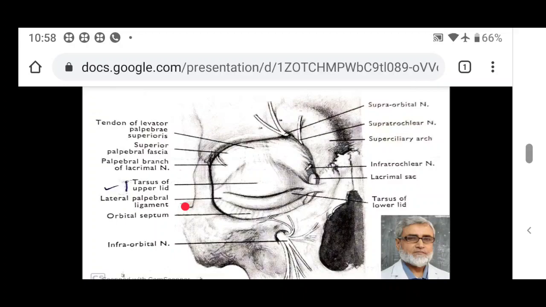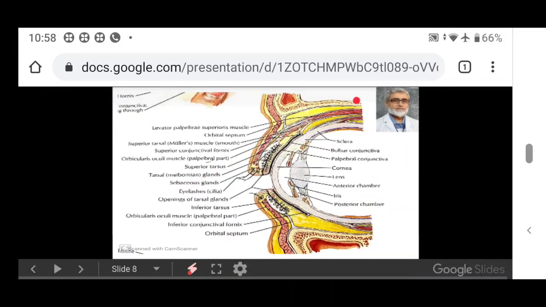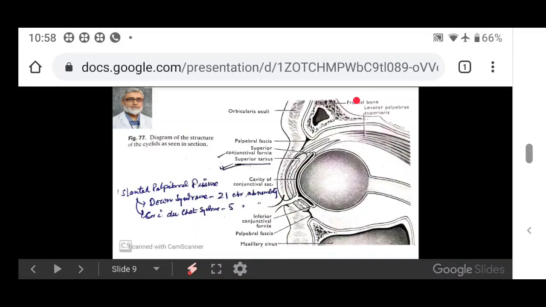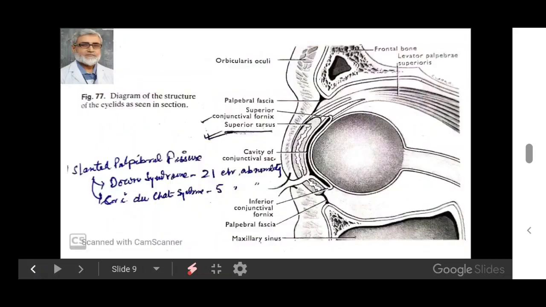Regarding palpebral fascia, it is a thin fibrous membrane and forms the orbital septum. It passes posterior to the lacrimal sac and is attached to the margin of the groove lodging the sac. Next slide. See here, observe here, a thin fibrous membrane that forms the orbital septum, passes posterior to the lacrimal sac and is attached to the margin of the groove lodging the sac.